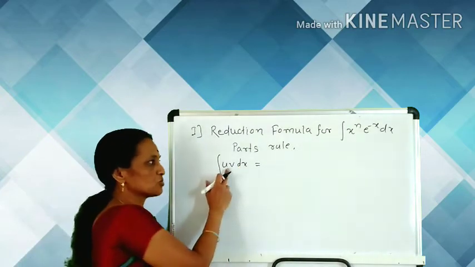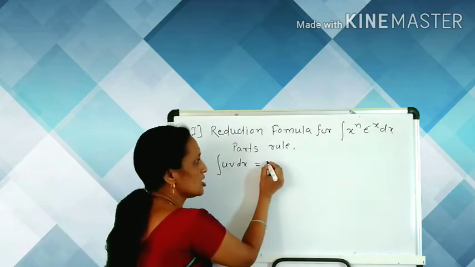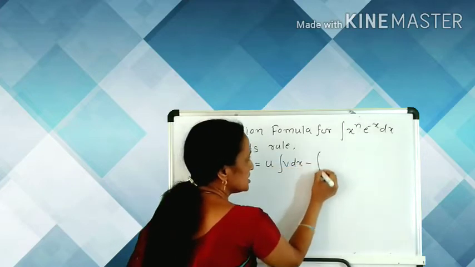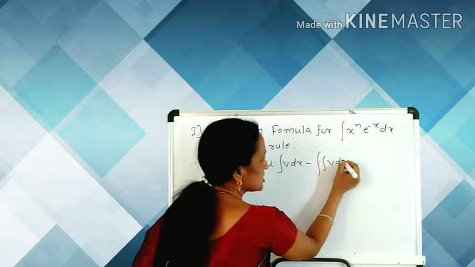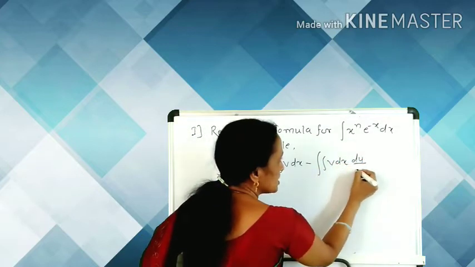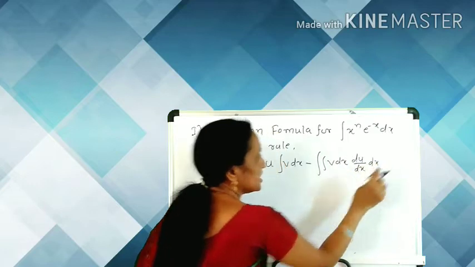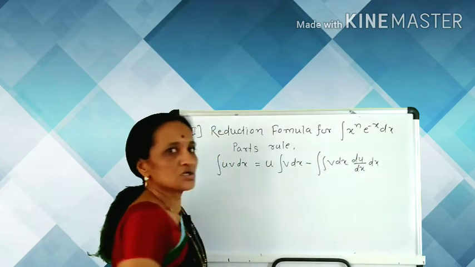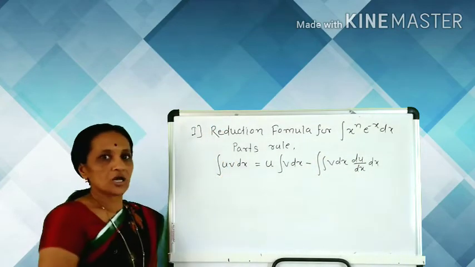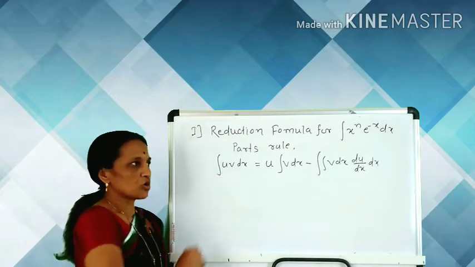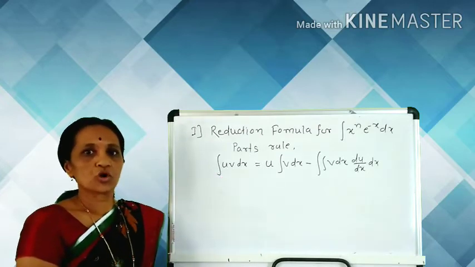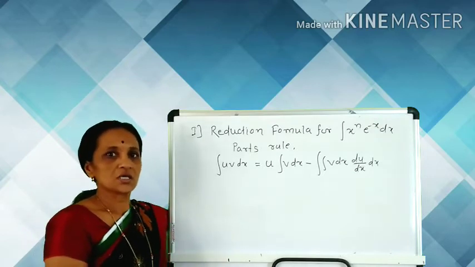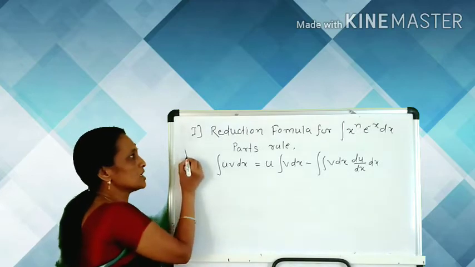So the integration of the product of the two functions is the first function as it is into integration of the second function, minus integration of the second function multiplied by derivative of the first function. And here we use this formula for integrating x raised to n e raised to minus x. But before using this formula, there is a choice for the first and the second function in integration, and that choice depends on the word LIATE.